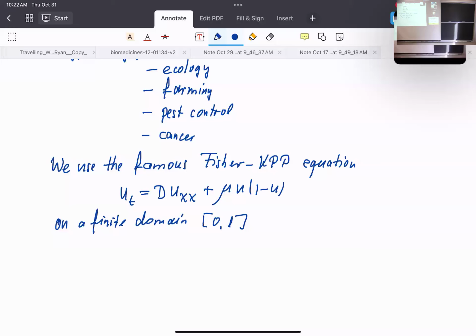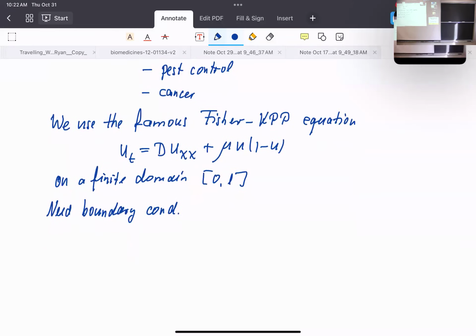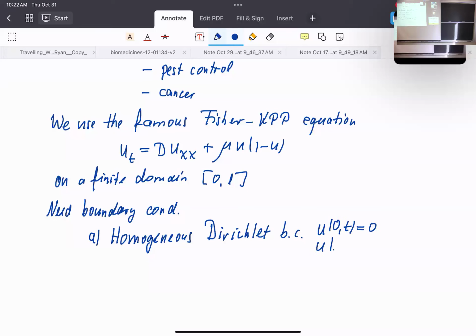So now we need boundary conditions. And there are three typical boundary conditions, which I just like to introduce. So first is homogeneous Dirichlet boundary conditions, which means u at the boundary is 0 and at the other boundary is also 0.